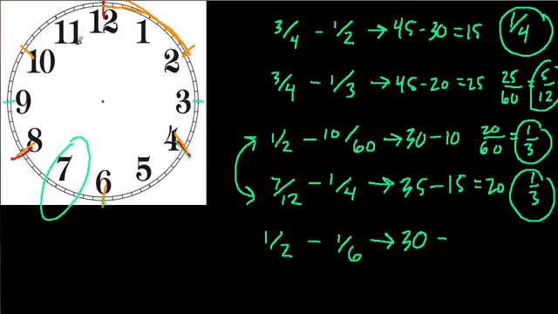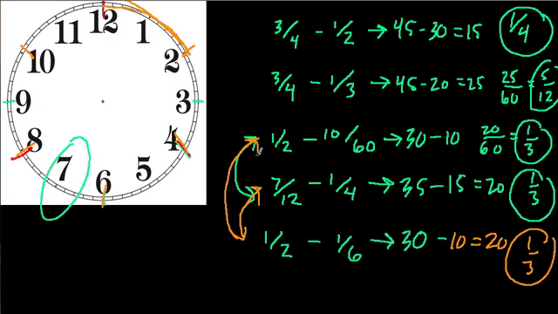Excuse me. If we cut this clock into 6 pieces, we get 10 minutes per piece, right? So a sixth is 10 minutes. And that gives us the same as before, 20 minutes or 1/3. So these are also equal to each other. These three are all the same thing, 20 minutes each.